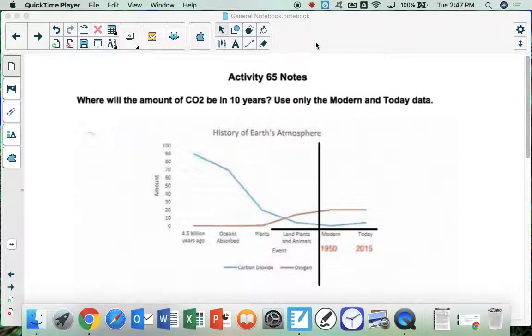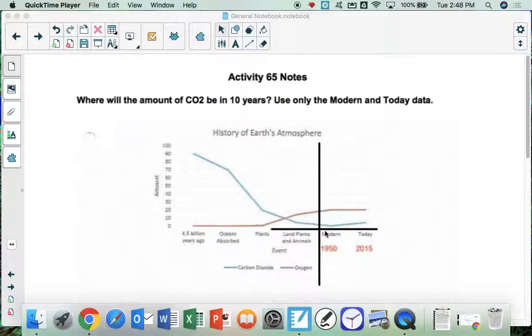For Activity 65 notes, what I had the students do was look at the graph of Earth's atmosphere and calculate the amount of carbon dioxide that has been rising since about the 1950s. As you can see on the graph, I drew a line starting at the modern time, which is technically 1950, and it goes until today, which is 2015. Of course, today's not 2015, but this is the most recent data that we have.